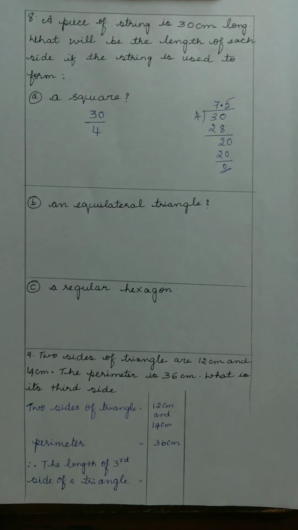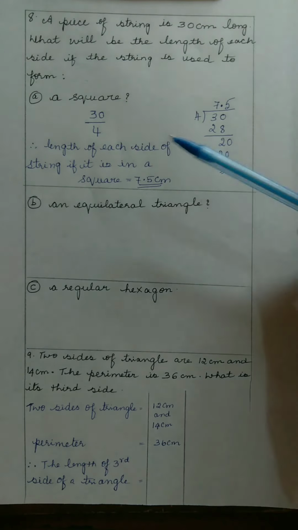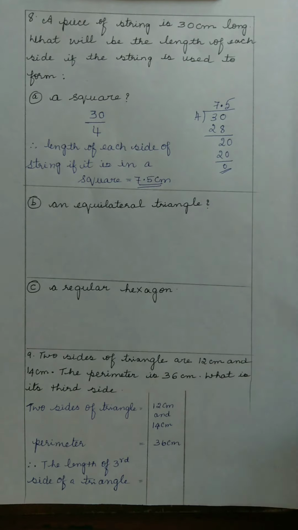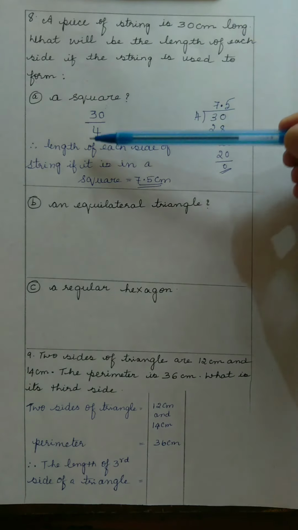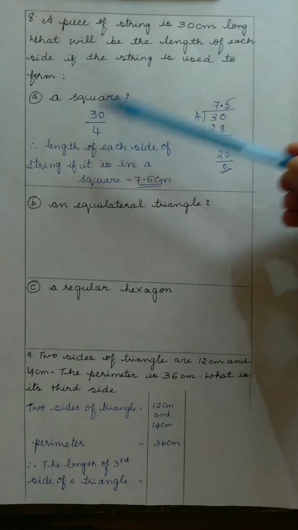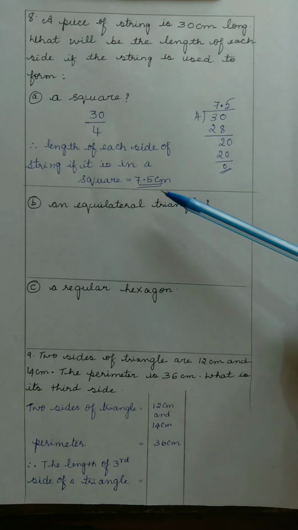Therefore, the length of each side of the string, if the string is in the form of a square, will be equal to 7.5 centimeter. We are dividing the 30 centimeter by 4 since a square has 4 sides. So when we divide 30 by 4, we get the length of each side, and if it is in the form of a square, it will be equal to 7.5 centimeter.